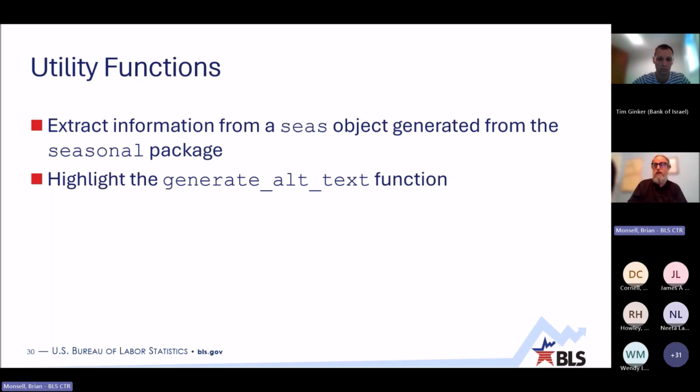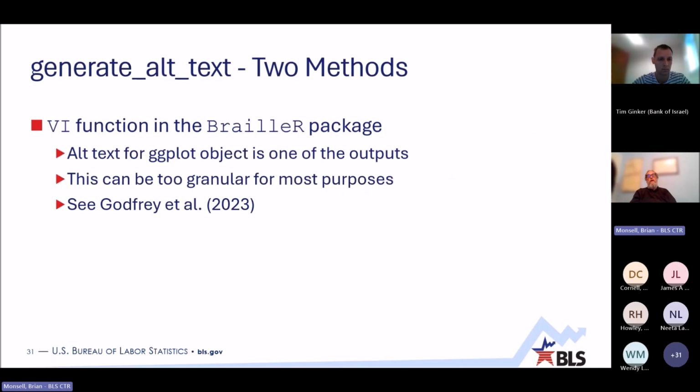And so this is a function that allows you to generate, at least to give you a basis for generating alt text. And I use two methods for doing this. There is a BrailleR package that I learned about in a presentation at JSM by Carnegie Mellon. And this BrailleR package is very helpful in creating R resources that are useful to the blind. And there's a VI function within BrailleR that produces a list where one of the list objects is an alt text for whatever ggplot object that you give it.